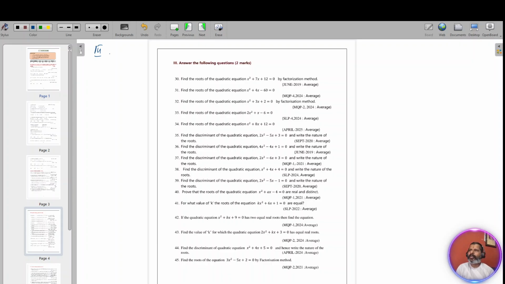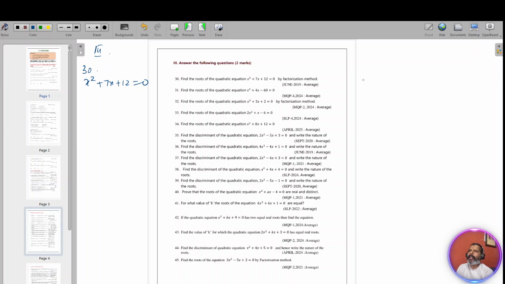Find the roots of the quadratic equation by factorization method. We take this equation as x square plus 7x plus 12 equal to 0. I have exclusively explained the factorization method in exercise solving. Please go and watch my videos. Here I will not be explaining all the information required, and I will not solve all the questions which are similar.